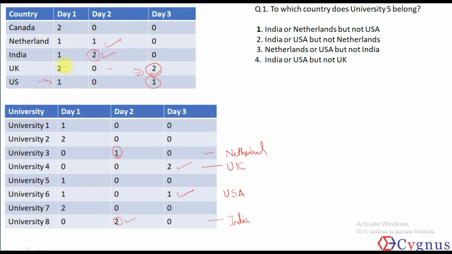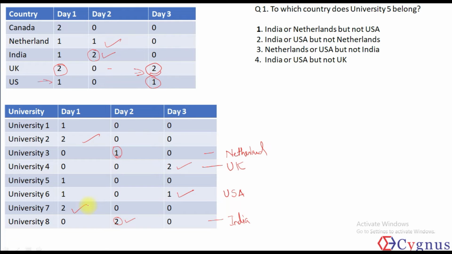This is UK. Day 1 is 2. And if you look at this column, day 1, 2 from university 2 and 2 from university 7. Okay. We have already observed that university 4 belongs to UK.